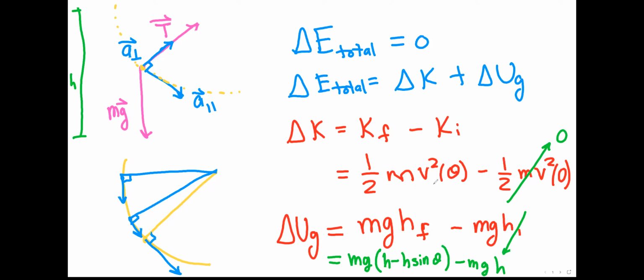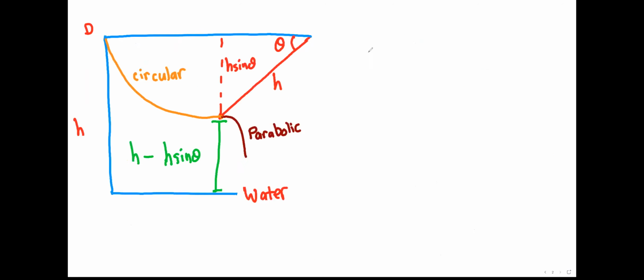Okay, so in the next page, then I'll write out the whole delta K plus delta U. That's going to be half mv squared of theta plus mgh sine theta minus mgh, and that's equal to 0 because we want the delta E total to be 0, right? Yep. Okay, and then we want to solve for v of theta.